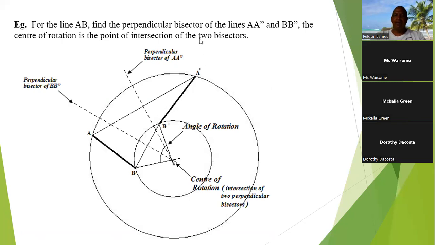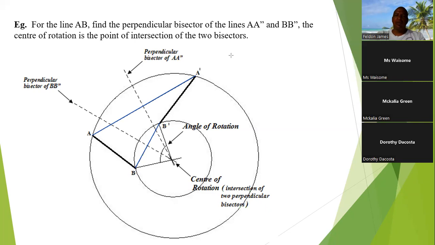So here, what we know is that this line AB and the line A'B' are two lines. One would be the pre-image, which is AB, and A'B' will be the image, right? Now, in order to find the center of rotation, you should draw a line from A to A'. Then you draw another line from B to B'.